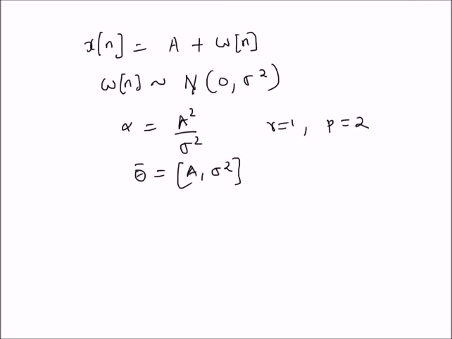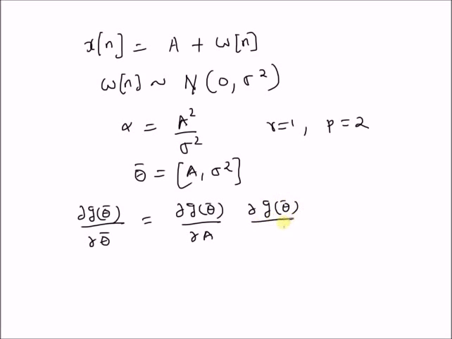In order to determine the CRB for this function alpha, that is the SNR, we need to know the Jacobian matrix, or in this case, since r is equal to 1, the Jacobian is a vector. That is, the derivative of g of theta bar with respect to theta bar is equal to the derivative of the function with respect to the parameter a and also the derivative with respect to the parameter sigma square.